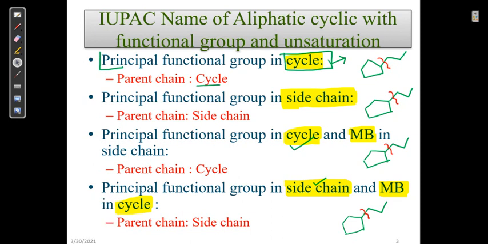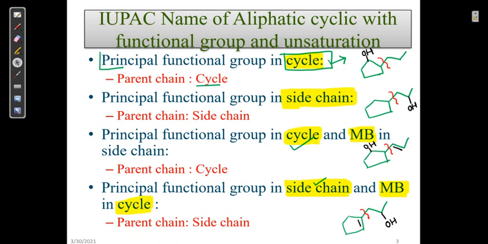Here, the principal functional group is in the cycle. Suppose this is OH here. OH is in the side chain. Suppose OH is here in the office, and the multiple bond is in the side chain. Suppose the minister is in the side chain and a multiple bond is present.